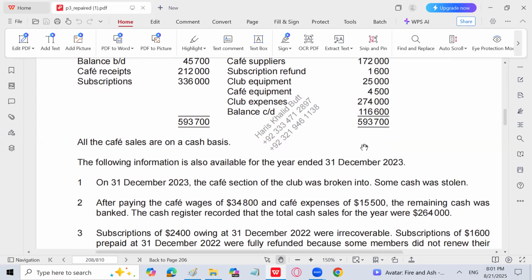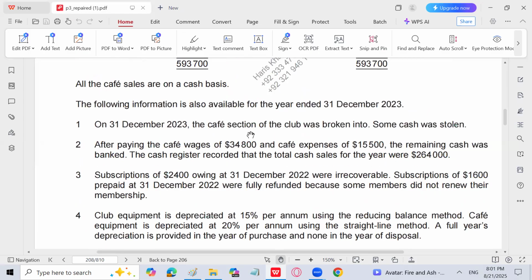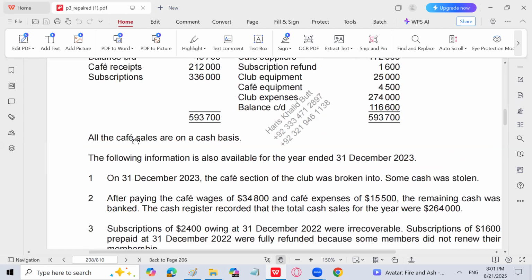The following information is also available. On 31st December, the cafe section of the club was broken into and some cash was stolen. So there was cash stolen that we need to find. After paying the cafe wages of 34,800 and cafe expenses of 15,500, the remaining cash was banked. So whatever is written over here, these are not cafe sales. This is known as cafe sales banked.